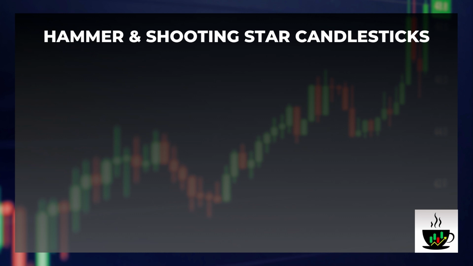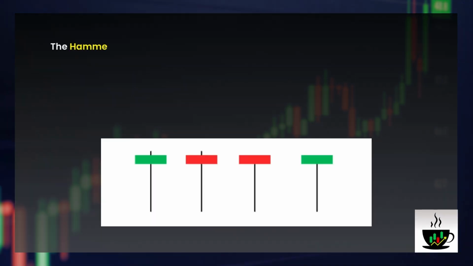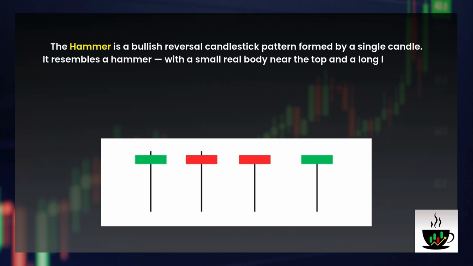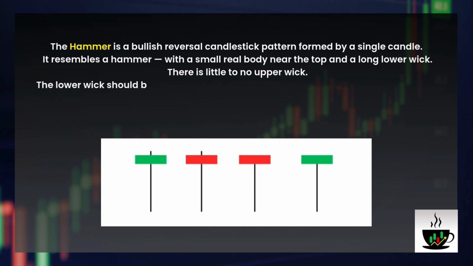Hammer and shooting star candlesticks. The hammer is a bullish reversal candlestick pattern formed by a single candle. It resembles a hammer, with a small real body near the top and a long lower wick. There is little to no upper wick.